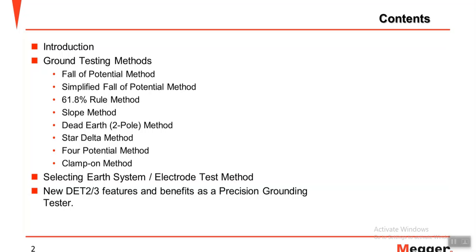After that, I will show you a chart to see the comparison between all methods, so we can select the earth system or electrode test method that gives you more precise measurement. And the last topic, I will introduce our new product related to grounding resistance testing. We have the DET23, and I will talk about its features and benefits as a precision grounding tester.